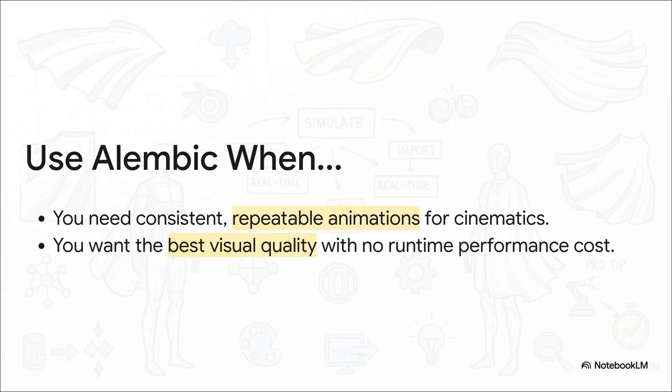The time to use Alembic is when you need absolute perfection and consistency. It's for those cinematic shots where the result has to be exactly the same every single time you hit play. And here's the big kicker.